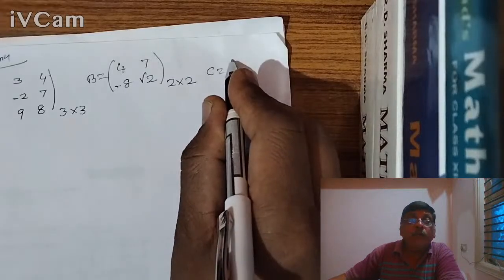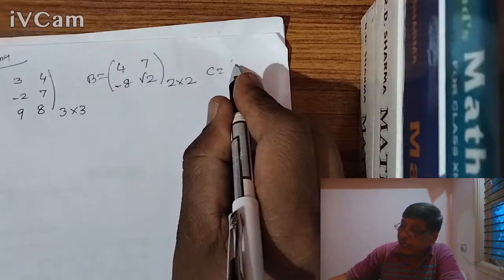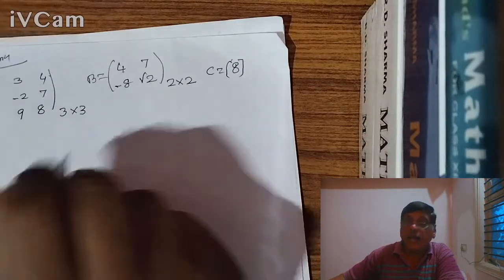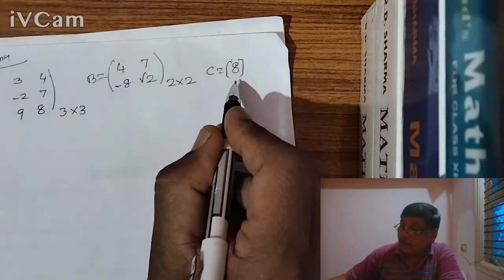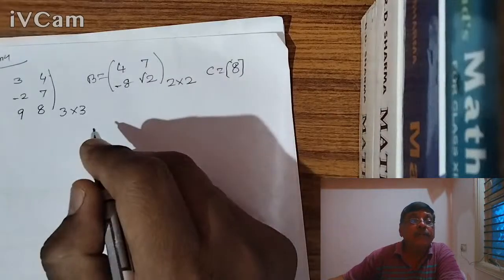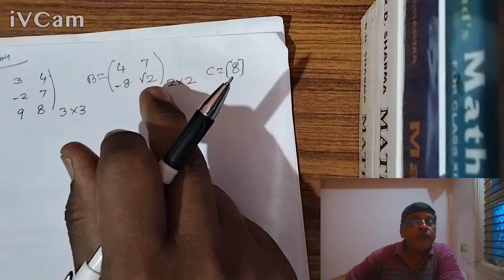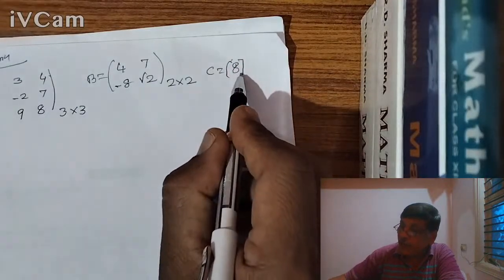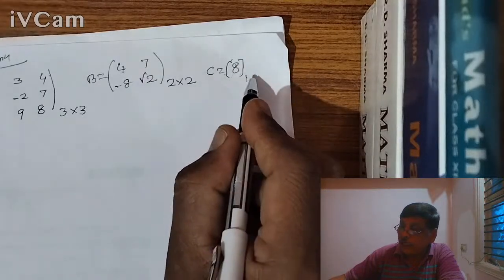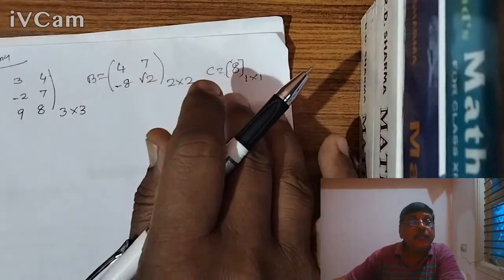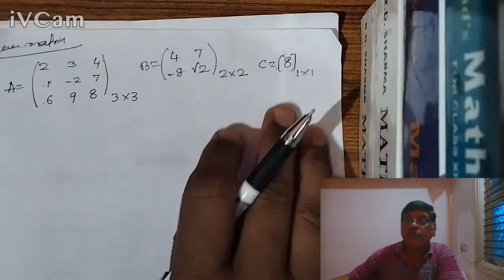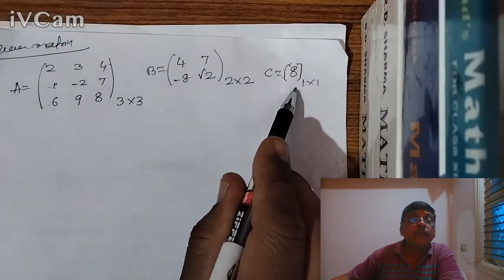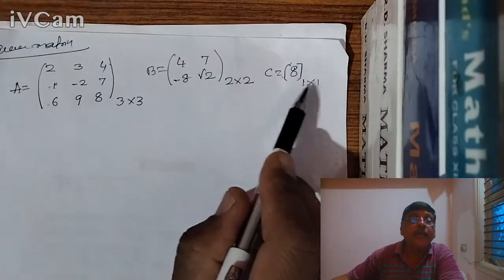Next, you take one more example C, where I write only one element, 8. So here I am asking whether it is a square matrix or not. I repeat the definition of a square matrix. A matrix is said to be a square matrix if the number of rows is equal to the number of columns. So here how many rows are there? 1 row. How many columns are there? 1 column. Obviously here the number of rows is equal to the number of columns. Yes or no? So here we say that this is also an example of a square matrix. Order is 1 by 1.